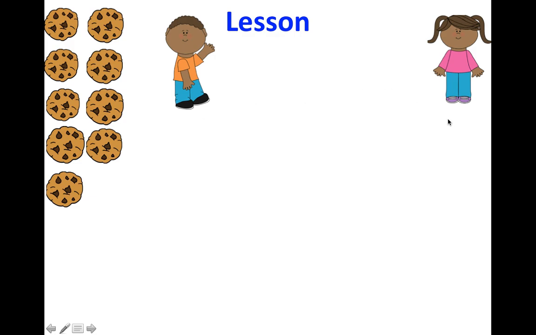Gabriel has 9 cookies, and he wants to share some cookies with Angel, and he wants to share some cookies with Ileana. So Gabriel has some cookies and he wants to share it with 2 of his friends.